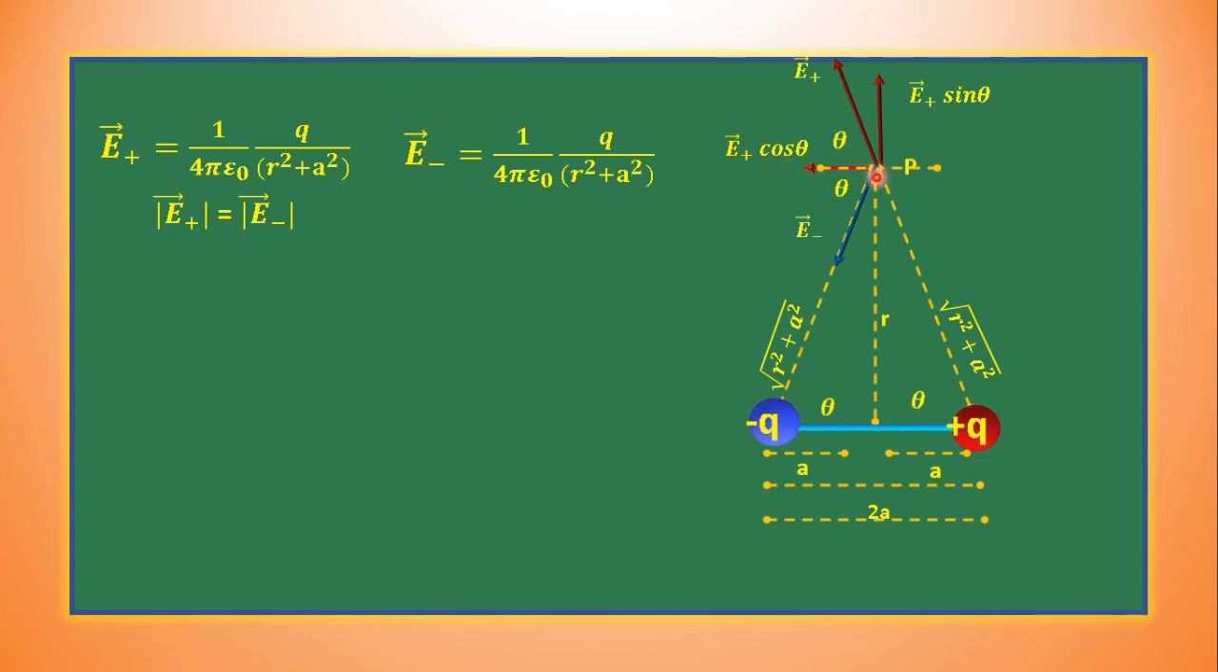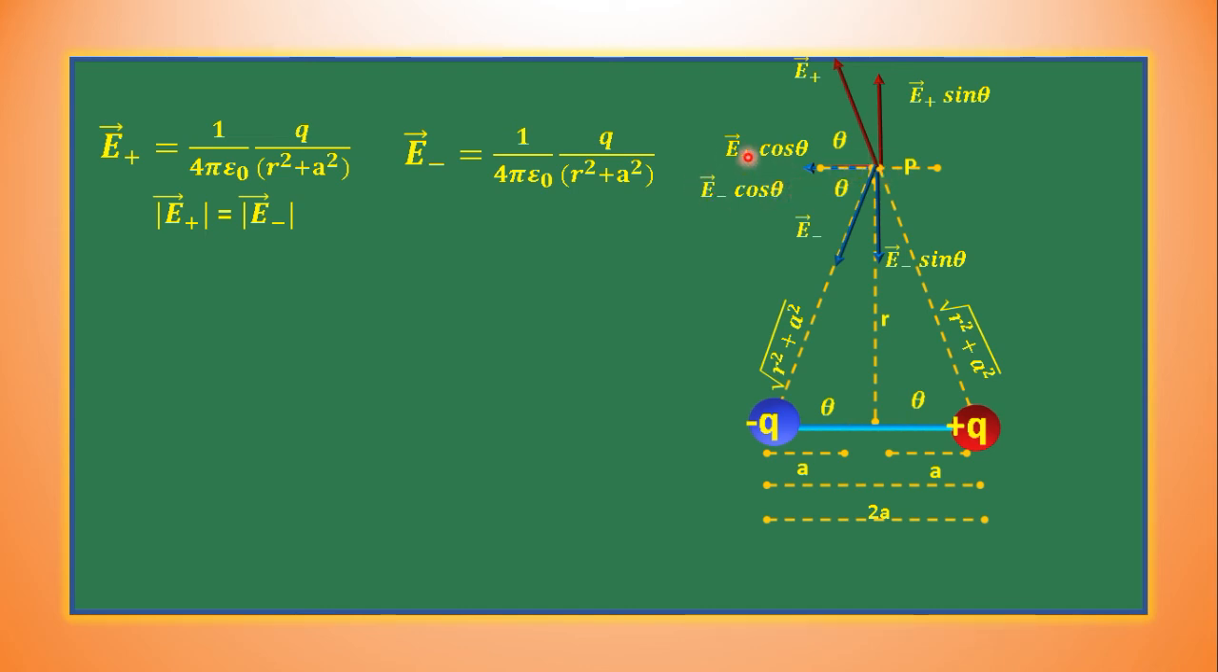Similarly, the negative charge acts the field in this direction, and we can resolve it into one component along this line, and the other component along this way. So the horizontal component is E minus cos theta, and the downward component is E minus sine theta. And see one thing, E plus and E minus are equal in magnitude. Therefore, we can say E plus sine theta and E minus sine theta cancel. So we don't have to bother about those components. So what contributes to the electric field at this point P is E plus cos theta in this way, and again E minus cos theta in this way.